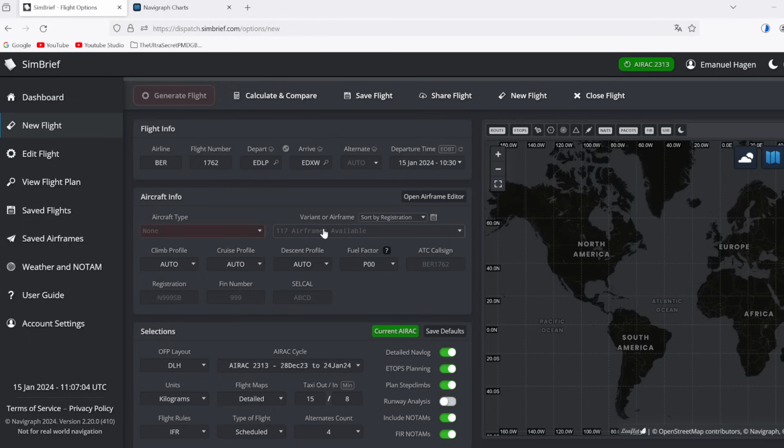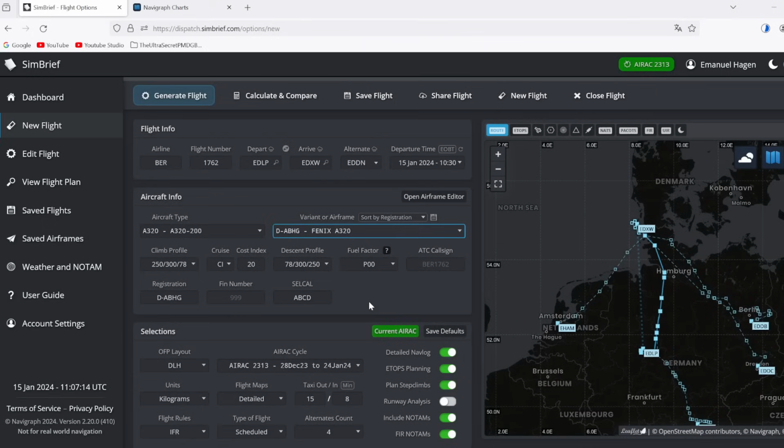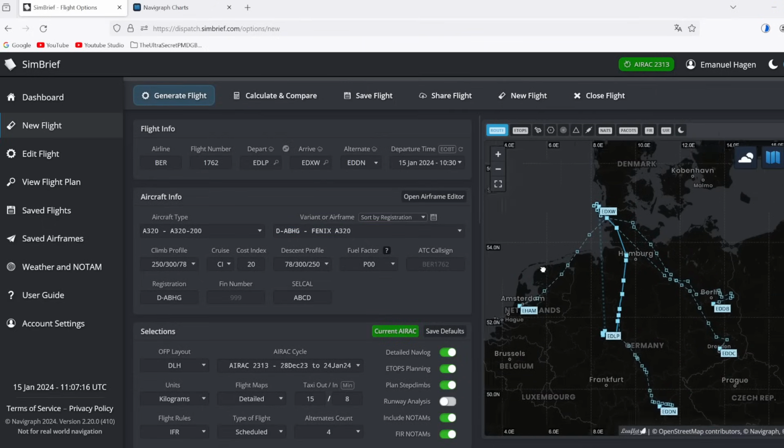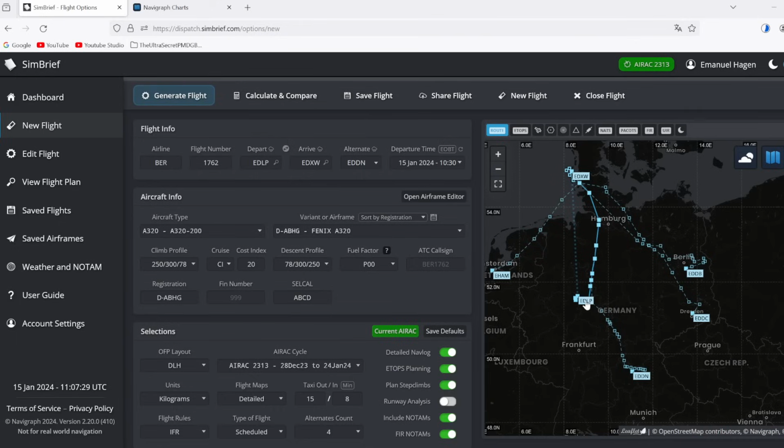Okay, now we're going to start though by having a look at what Simbrief selects automatically. Now, I've just chosen my aircraft, the Delta Alpha Bravo Hotel Golf, which is an A320-200. Now, here are the alternates that Simbrief has chosen automatically. As you can see, the fuel alternate chosen, which is Nuremberg, is almost twice the flying distance of our actual planned flight, which is rather insane unless there are good reasons for it.